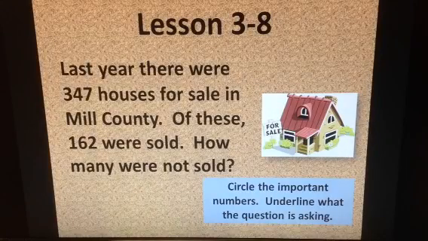Here's a difficult subtraction problem. Last year there were 347 houses for sale in Mill County. Of these, 162 were sold. How many were not sold?